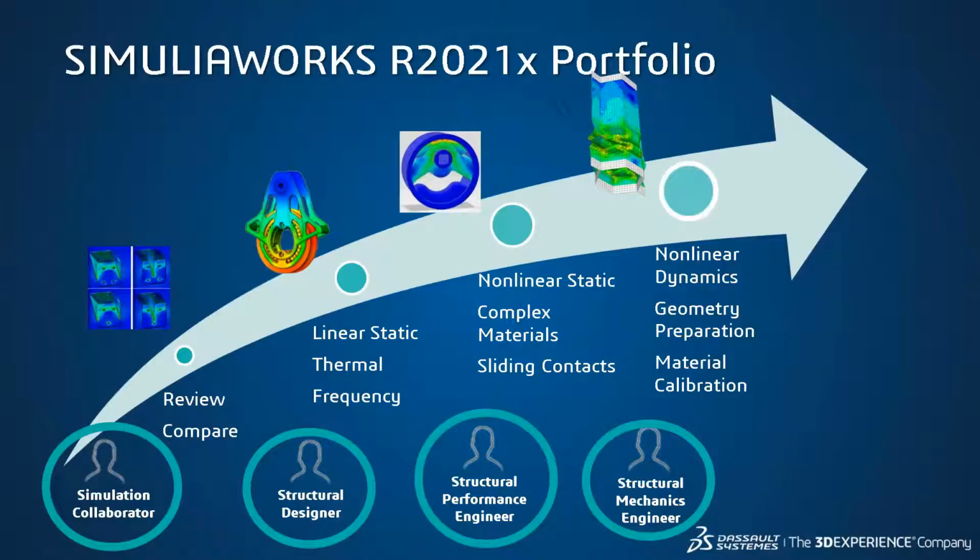Now, here are the current SIMULIAworks product offerings. Simulation Collaborator, I would argue, is not really a simulation role. It's more for reviewing and comparing different analyses. Structural Designer is the low end, the basic analysis product offering. If you're just doing linear static, thermal analysis, or frequency, this is a great tool, again using the Abaqus solver. What we're going to focus on today is Structural Performance Engineer. That's what I'm going to be looking at. That does nonlinear statics, and it has a really powerful way of handling contact. It can do really complex material models.